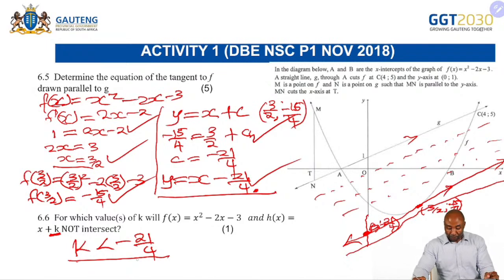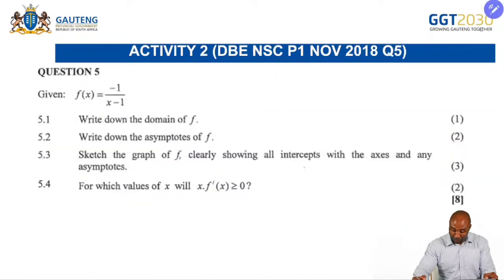We move on now to activity 2. Activity 2 is fairly straightforward. I'll give you 6 minutes to answer activity 2. Let's quickly answer activity 2. It's on a hyperbola.